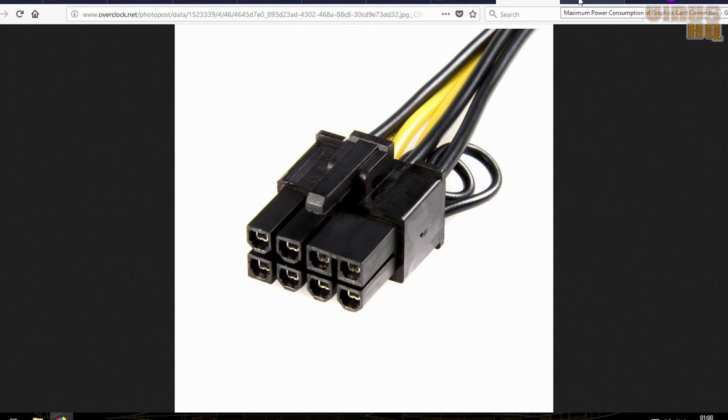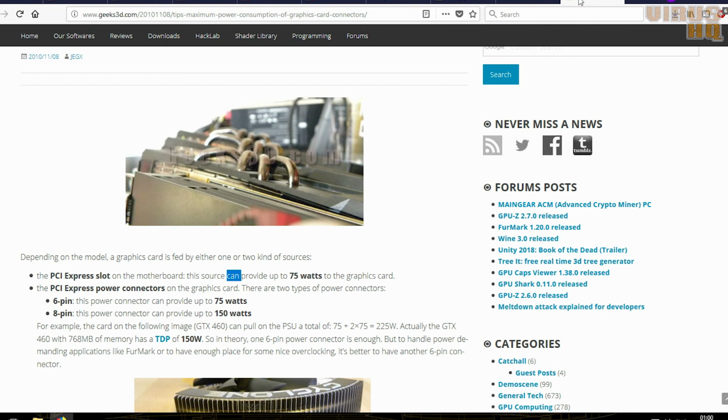And a question might arise, why provide 75 watts to a riser? Well, the reason is quite simple. A PCI Express slot can provide up to 75 watts. And we don't want to starve our GPU of wattage because it would directly affect the hash rate.